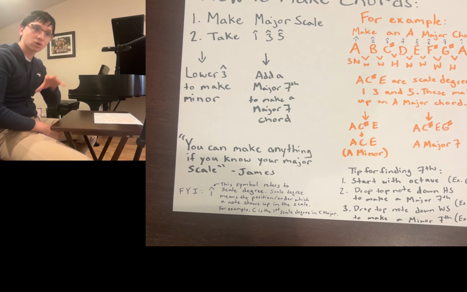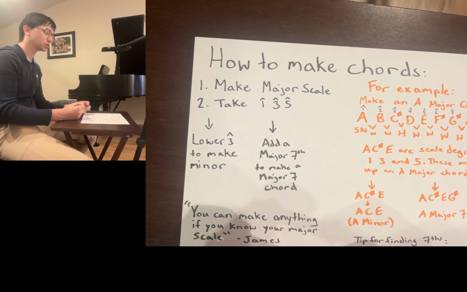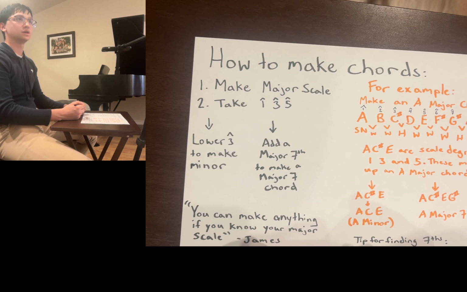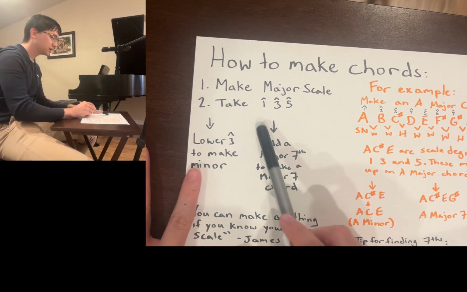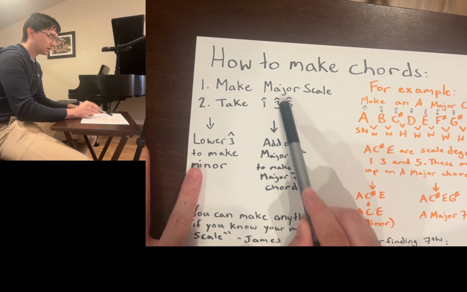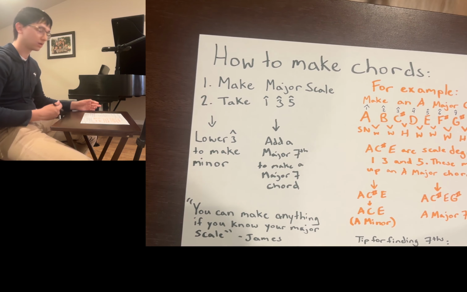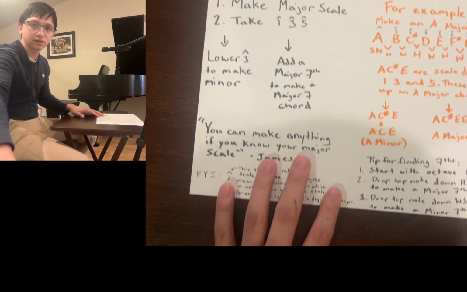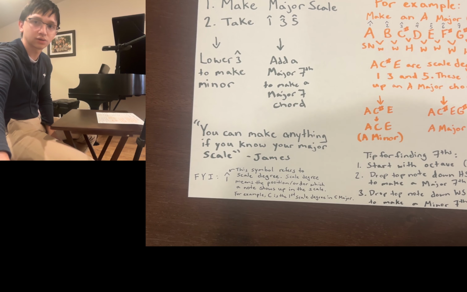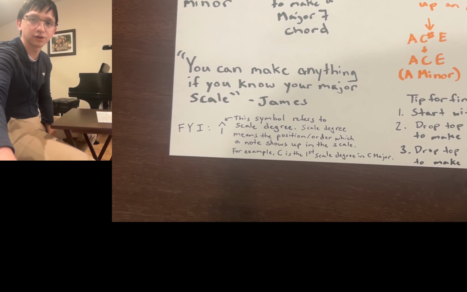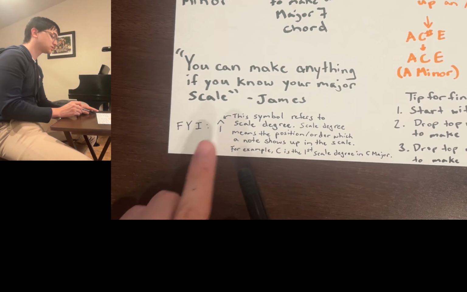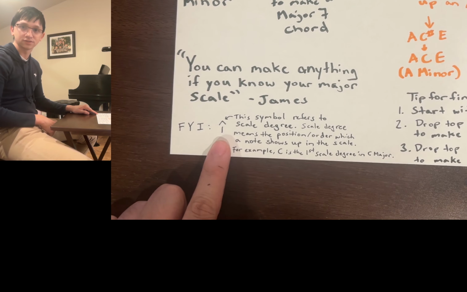And then of course, by taking from that major scale the first scale degree, the third, and then the fifth. Now, one of the things that you'll notice on this worksheet, and again, this worksheet is on my website for free, we have these little tiny hats on each of the numbers. And here at the very bottom, I'm going to try and make this a little bit bigger, but specifically this symbol refers to that idea of a scale degree.